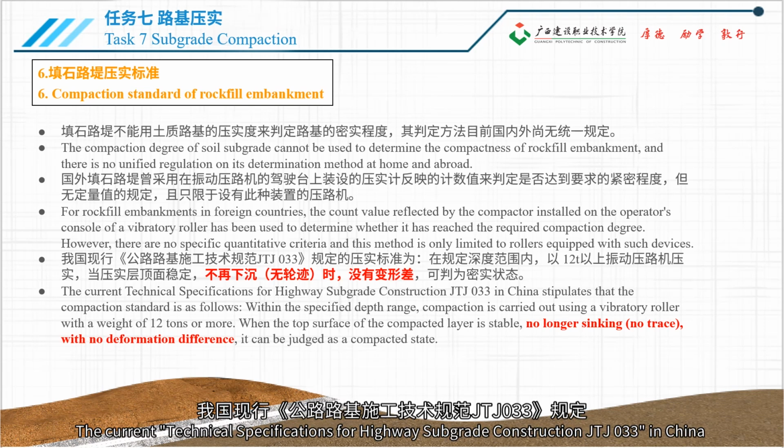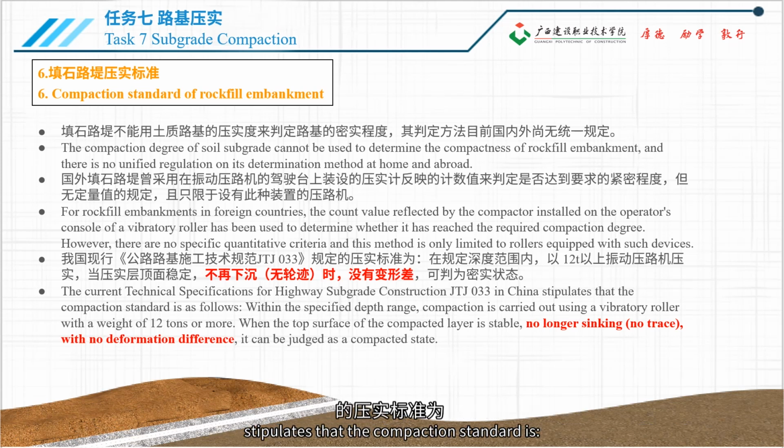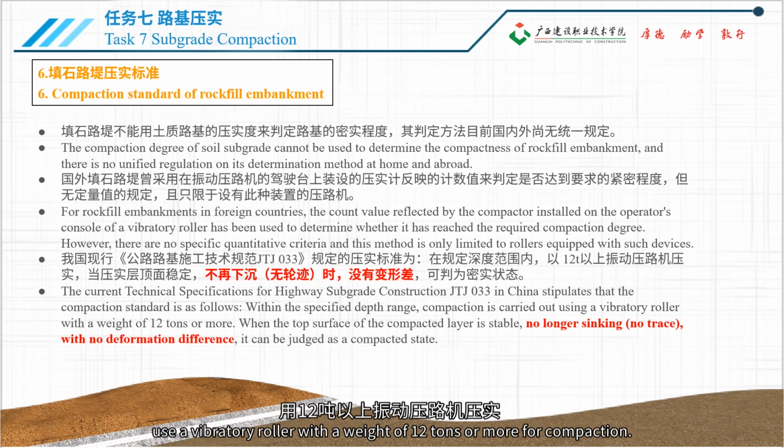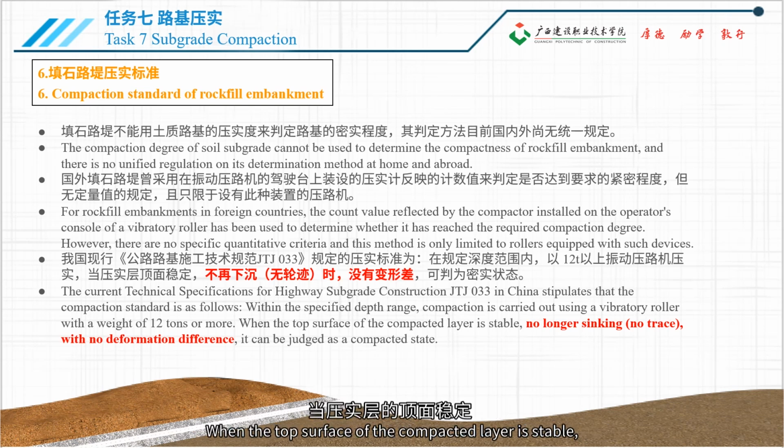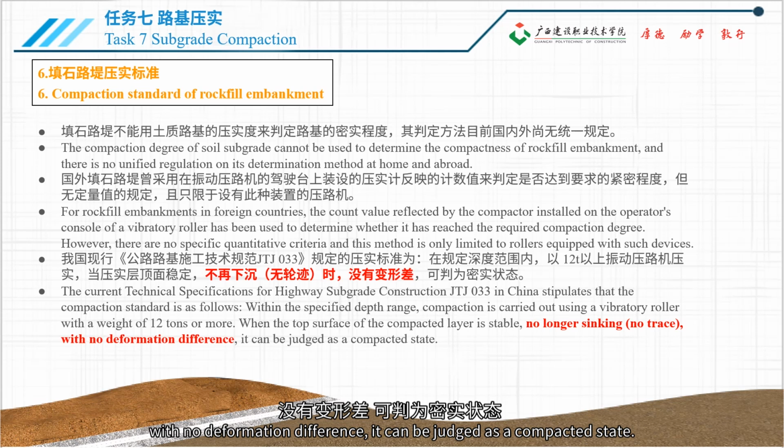The current technical specifications for highway subgrade construction JTJ033 in China stipulates that the compaction standard is within the specified depth range. Use a vibratory roller with a weight of 12 tons or more for compaction. When the top surface of the compacted layer is stable, no longer sinking, no trace, with no deformation difference, it can be judged as a compacted state.